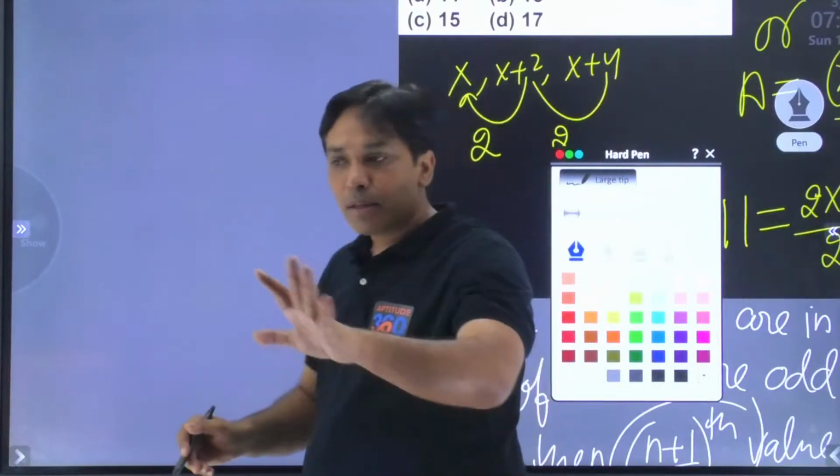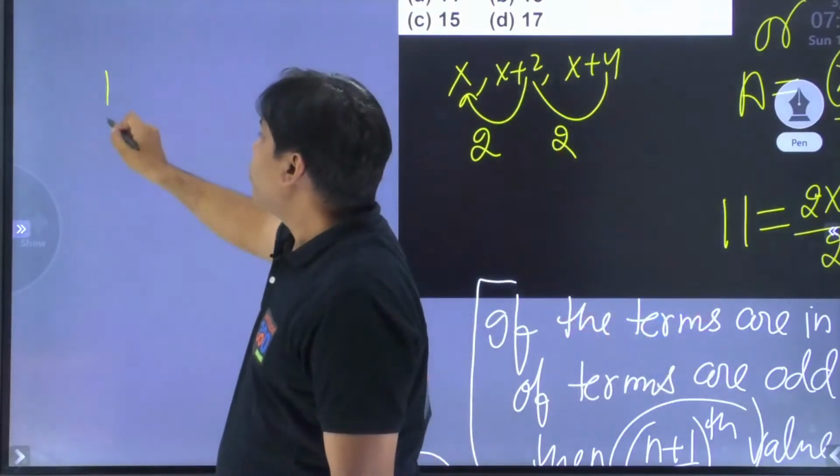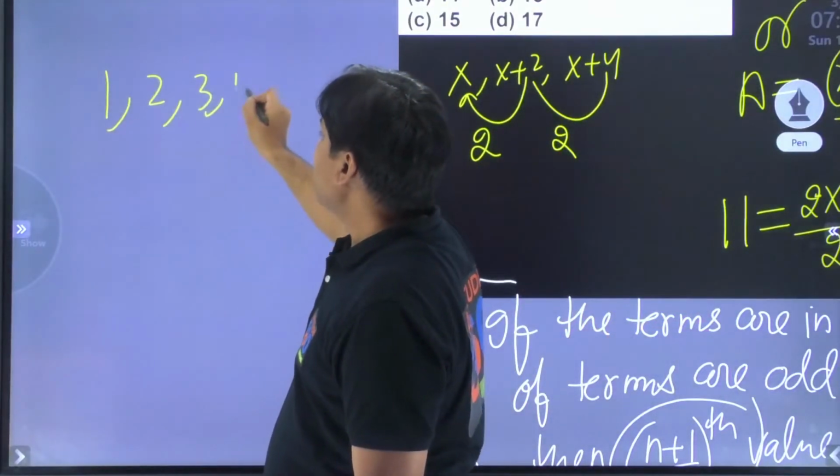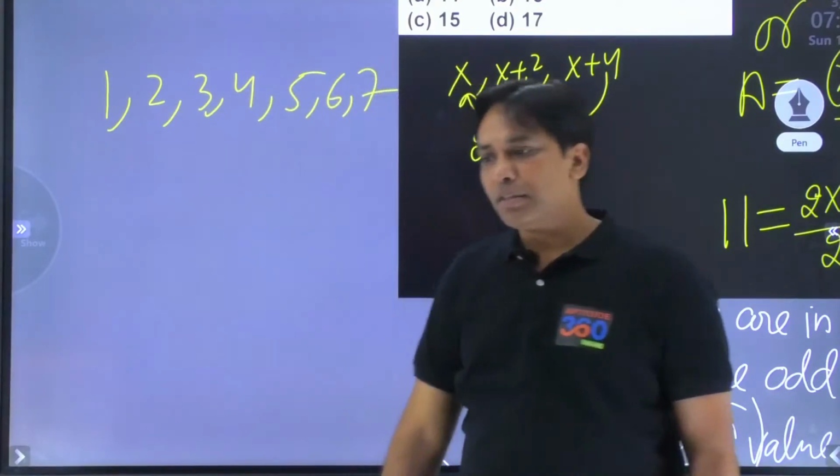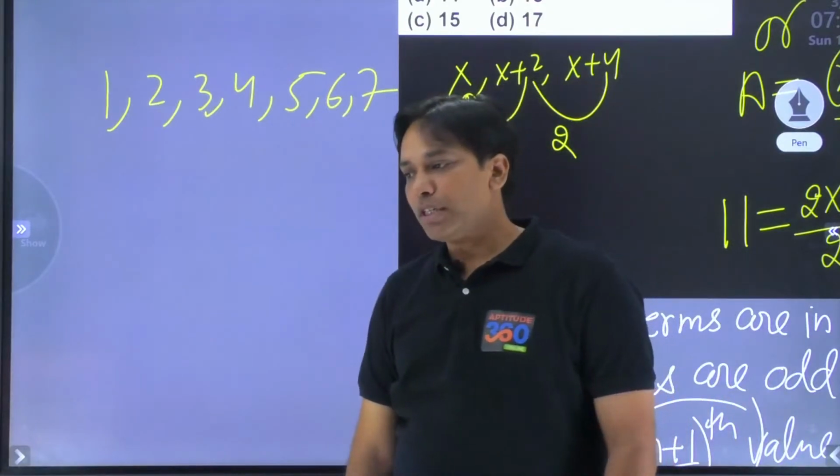Say for example, be ready with your pen. 1, 2, 3, 4, 5, 6, 7. Tell me what is the average, people? What is the average out here?